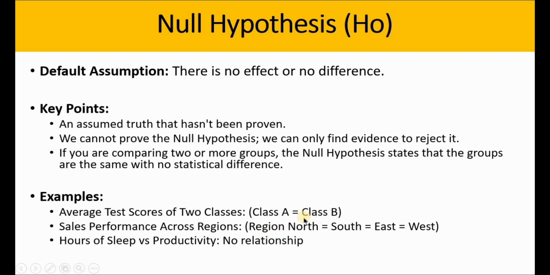Like if you consider the class result, it's not always true that class A result will always be equal to class B result. And if we consider the sales problem, it would not be possible all the time that North sales will always be equal to South sales and East sales will always be equal to West sales. Statistically, this is not possible all the time. And similarly, if we consider the problem of sleep and productivity, we all know that there is a definite relationship between sleep and productivity. We can prove it statistically wrong. So we have to collect data, perform analysis, and we can prove this null hypothesis statistically wrong. Now this was all about the null hypothesis.